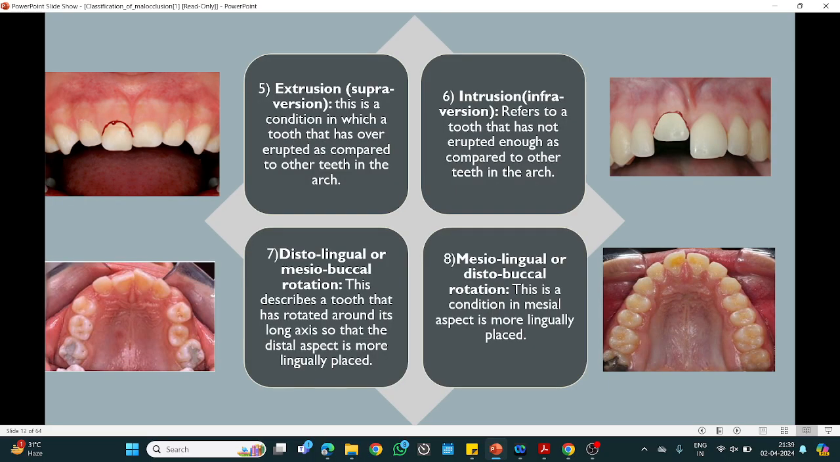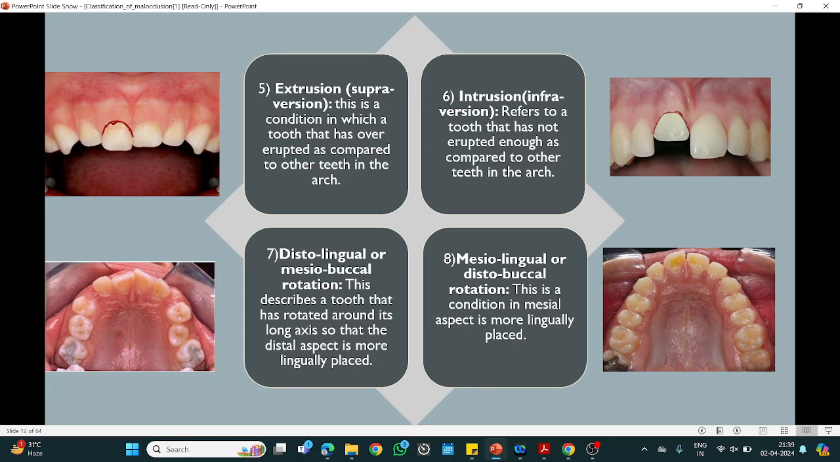So, what is extrusion, which is also known as supra-eruption of a tooth? It is a condition in which a tooth has over-erupted as compared to the other teeth in the same arch. Intrusion is the opposite of extrusion. It is also known as infraversion of teeth, which refers to a tooth that has not erupted enough as compared to the other teeth in the same arch.